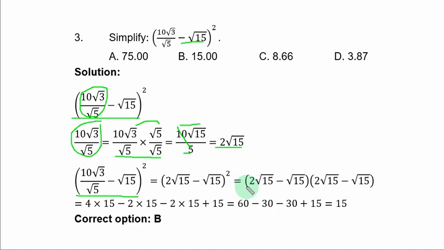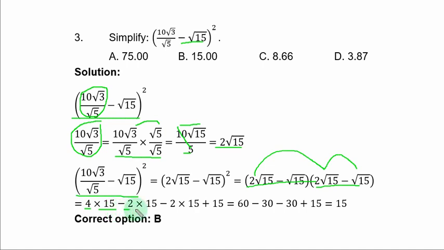Now because of the square, we have to write that term twice and expand. So you take first term times first term and second term. That is 2 times 2, 4. Root 15 times root 15 is 15. Then you have minus 2 times 2 root 15 times root 15.